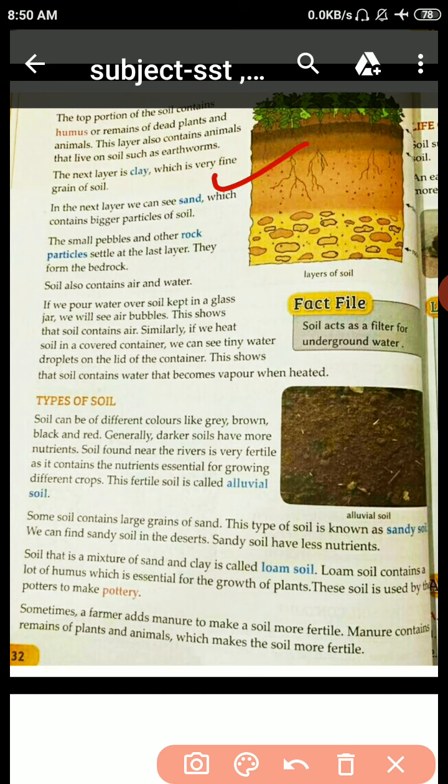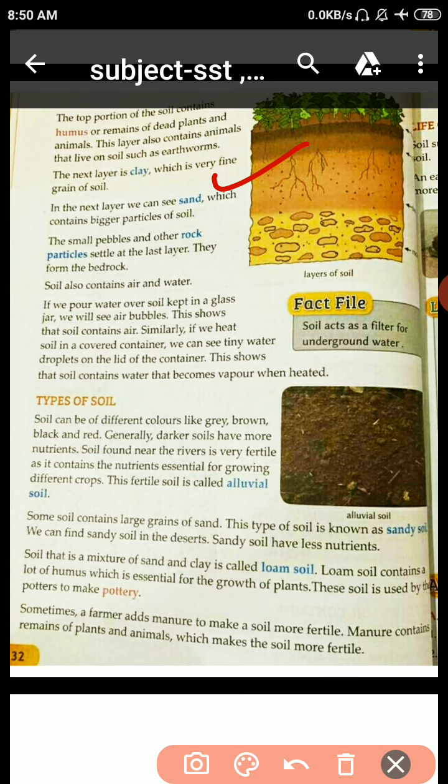Now students, types of soil. First is alluvial soil. Alluvial soil is very fertile and a large number of important crops such as rice, sugarcane, wheat, pulses, jute and vegetables grow in this type of soil. Then loam soil. Loam soil contains a lot of humus, which is essential for the growth of plants. This soil is used by potters to make pottery. So first alluvial soil, second sandy soil and third is loam soil.